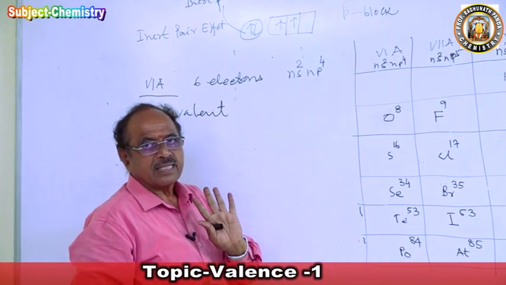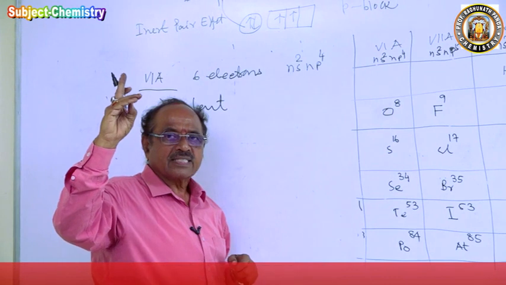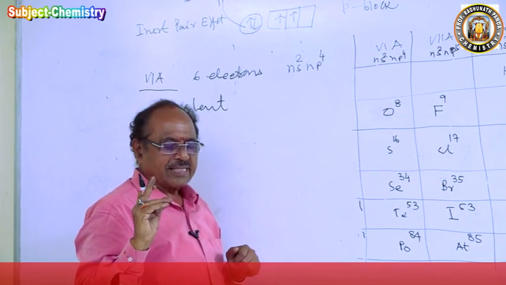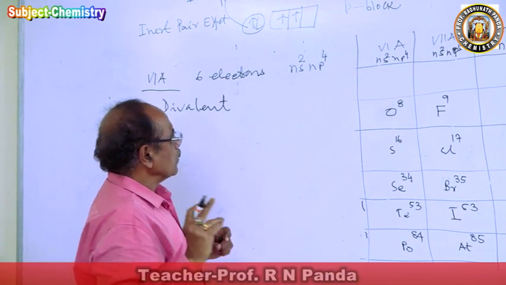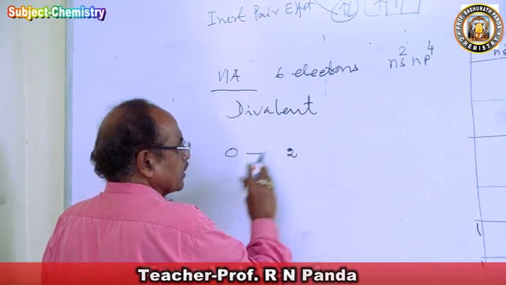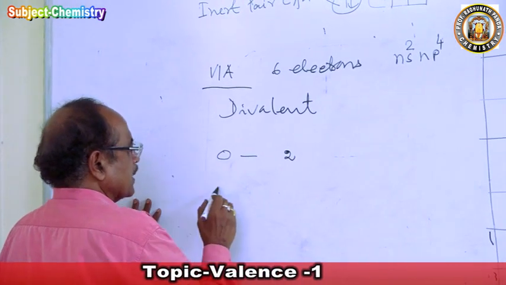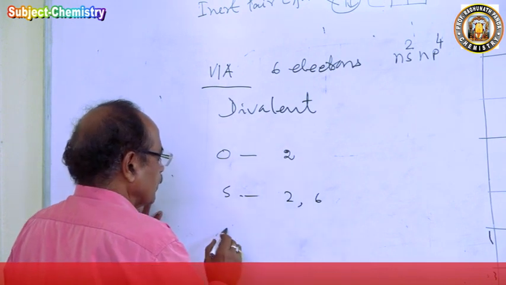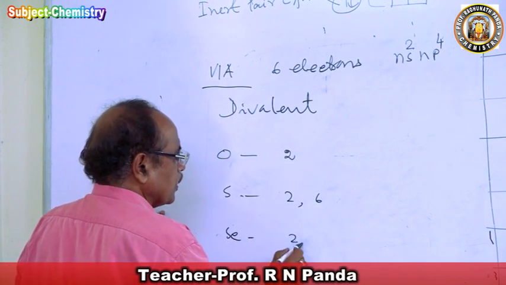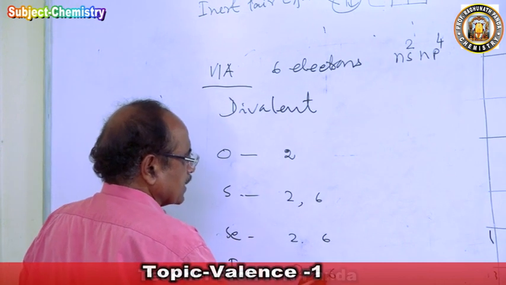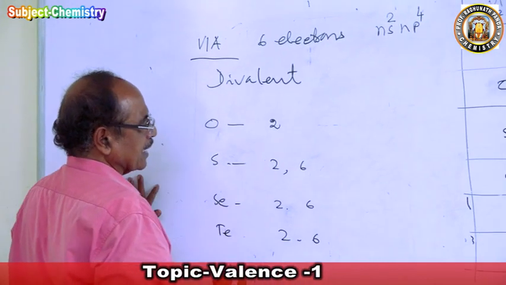They may also exhibit valency up to the group number, because the highest valency state of an element is the group number. Oxygen only exhibits valency 2; it will not exhibit more than 2. Sulfur exhibits 2 and also 6. Selenium can exhibit 2 and 6, and tellurium also has 2 and 6. This is the way they can exhibit.